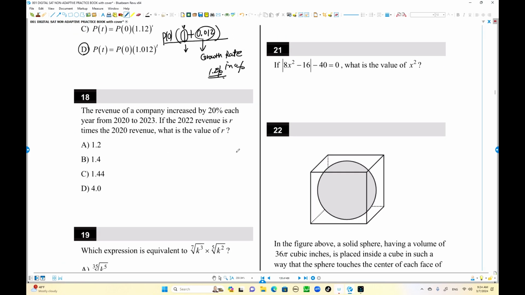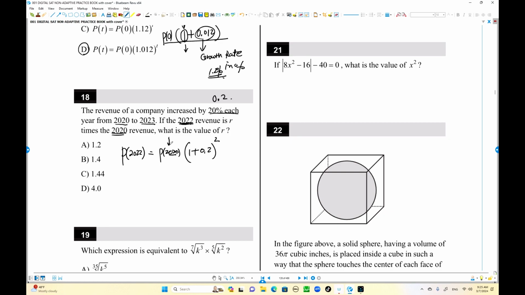Here is number 18. The revenue of a company increased by 20% each year, 2022 to 2023, only a 3-year difference. We follow this rule: a 20% increase, that is 0.2, right? We're going to compare these 2 years' revenue, 2020 and 2022, just the 2 years after 2020. The 2022 value equals the 2020 value times the 2-year increase, 1.2 times 2, right? Those are the equations.